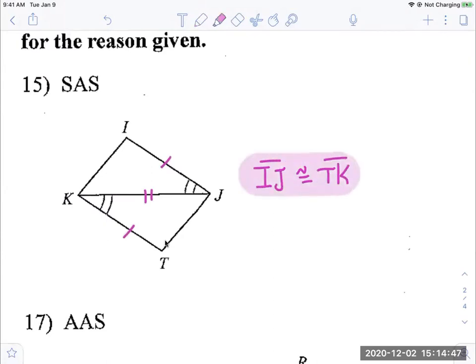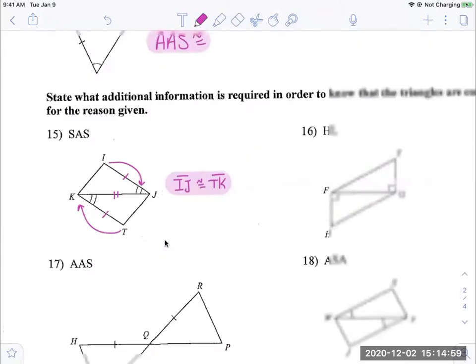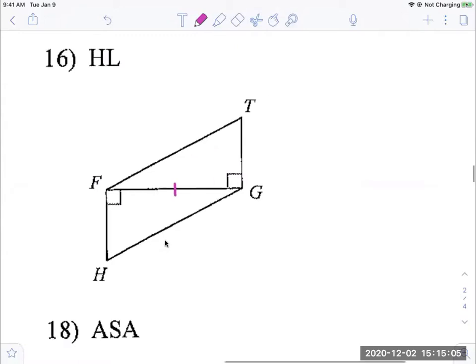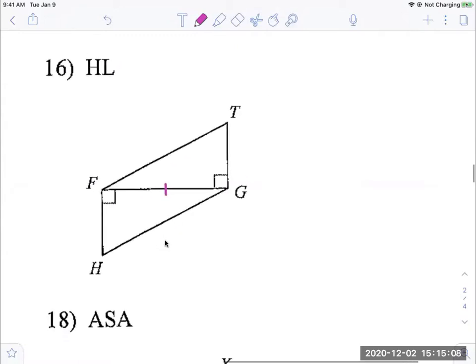Now it would be okay to say JI and KT, but you have to make sure the order matches. I did the unmarked to the double marked, unmarked to double marked. All right, for hypotenuse leg, again, we've got a reflexive segment, so we don't need to be given that. But there's two different possibilities here, right? If we knew that segment FT was congruent to segment GH, that would be a hypotenuse leg.